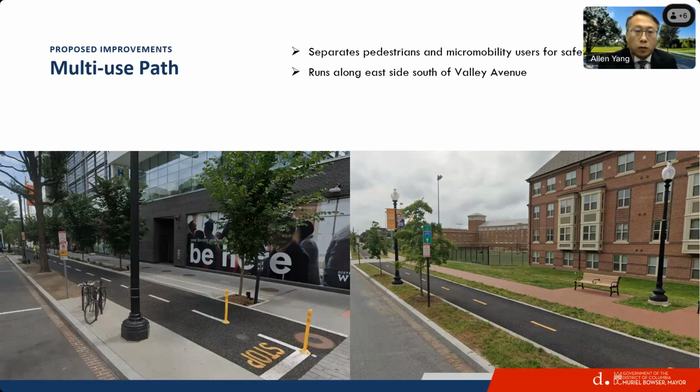Also, we are proposing multi-use paths to connect the Oakland Rim Trail to the south, to Central Avenue and to Maryland. This multi-use path is proposed south of Valley Avenue, the southern half of the corridor, on the east side of the corridor. These pictures show some other projects elsewhere in DC implemented with a multi-use path besides the provided sidewalk for maximum safety.